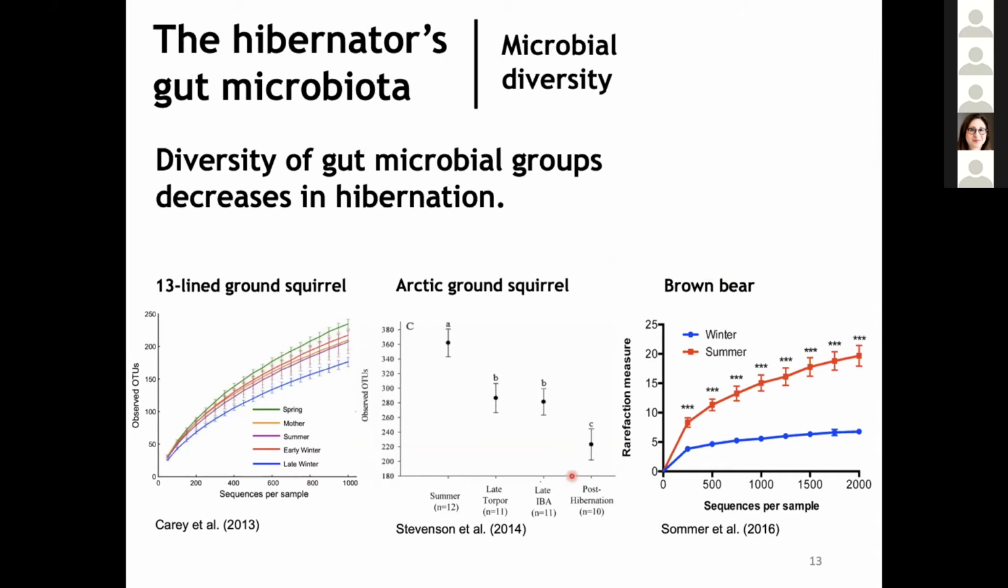Now, the exception to that is this post-hibernation group in the Arctic ground squirrel study here, but I should clarify what post-hibernation means in their context. It was 3 days after the animals had emerged from hibernation and before they were given any food to eat. And we'll talk more about food and the influence of food in a moment.